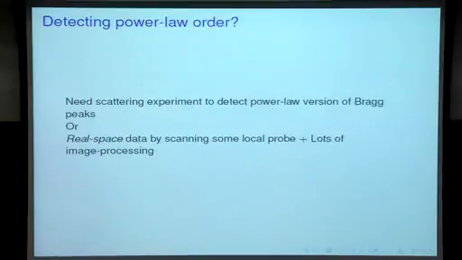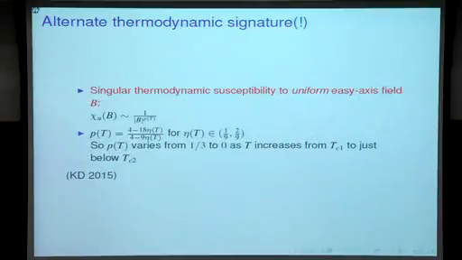If you wanted to detect whether it's like this or like that, you would need a good way of detecting power law order. Of course, people do that, but they need to do some work. They need to do a scattering experiment in which you detect power law versions of Bragg peaks, or do some real space imaging, get lots of data and lots of image processing to decide that it's power law. Both of these are not totally straightforward things to do. The point I want to make is that there's a very simple signature, which is a purely thermodynamic signature. Just put a field along the c axis and you get a singular susceptibility in the power law ordered phase. Let me say where that comes from.